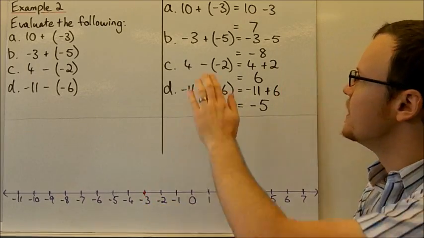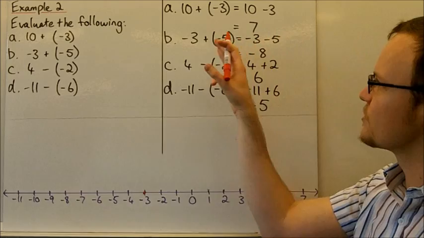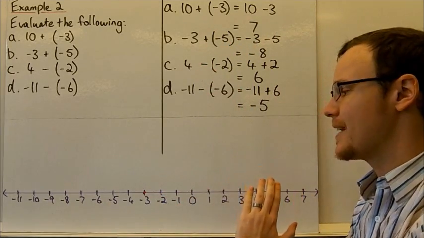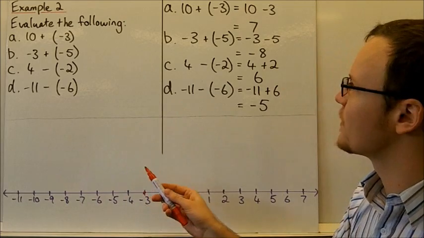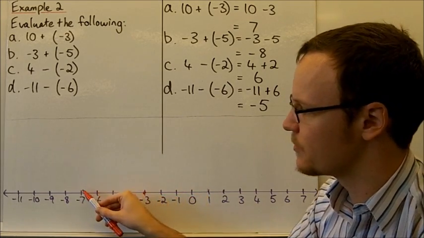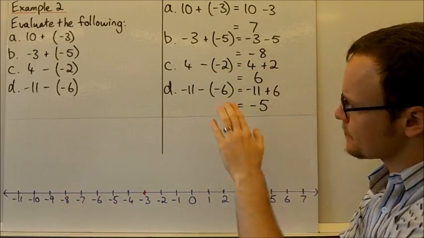Starting at negative 3 plus negative 5. If we're adding, we're moving in the right direction, but we're adding a negative number, so we're moving in the opposite direction. So it's the same as minus 5: 1, 2, 3, 4, 5, and we get negative 8 as our answer.